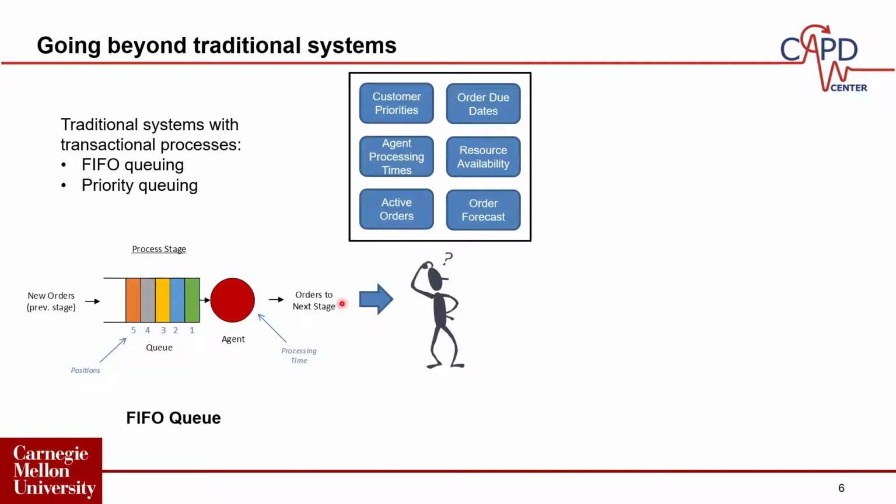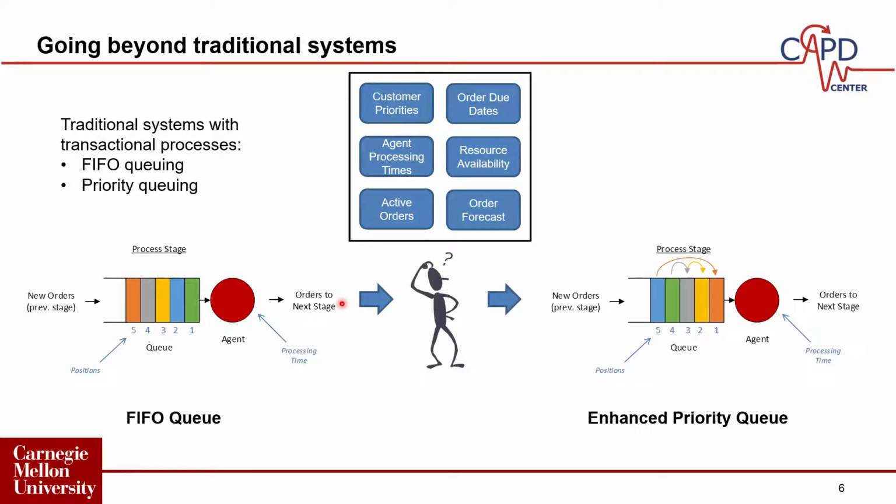So the idea here is, can we look at more of a bigger picture, look at the different customer priorities, due dates, how long it takes to process these transactions, what resources are available, what orders are active, any forecast of orders, and use this information to get a more big picture assignment of priorities, which I would call the enhanced priority queue.